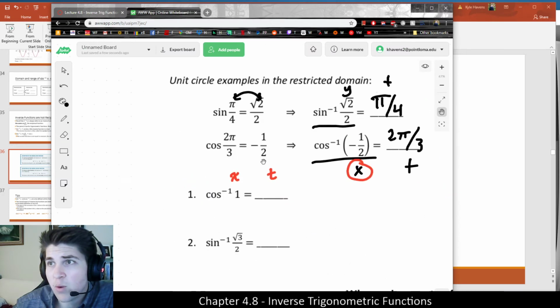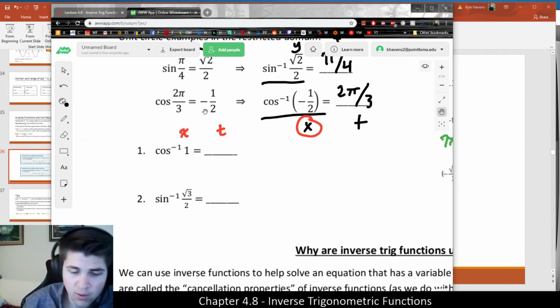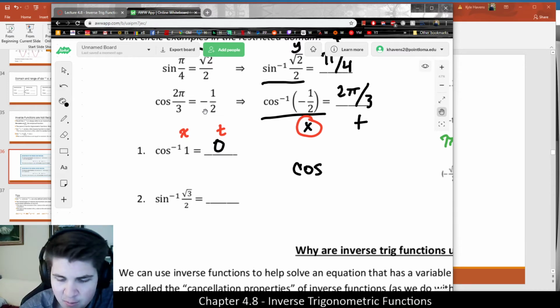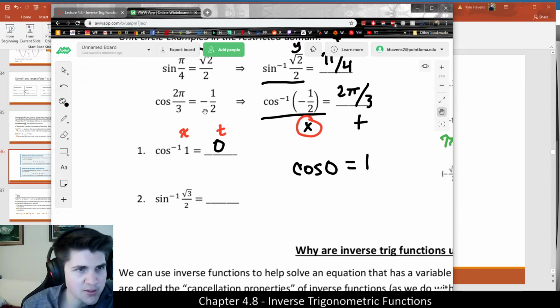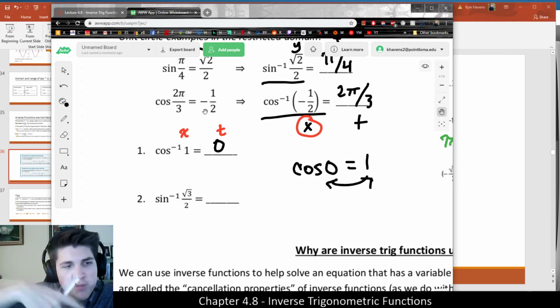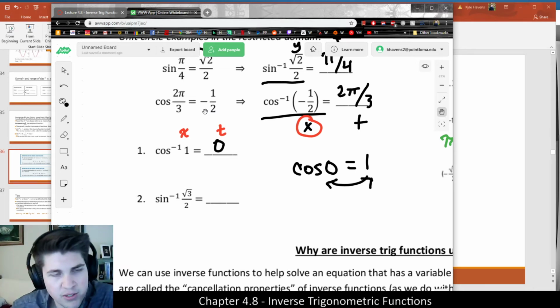Going back to, well, what is the arccosine of 1? It should be 0. That's pretty easy. And notice that in the same way, the cosine of 0 is 1. It's just the reverse of that. We're swapping x and y, which inverts our function, switches our function machine to revert for predictability.